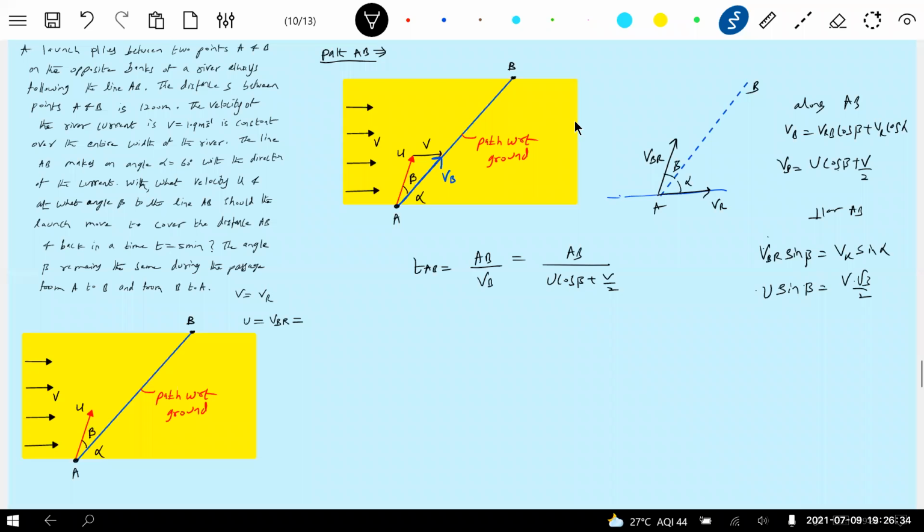And now similarly, the time taken to move from B to A, for path BA.